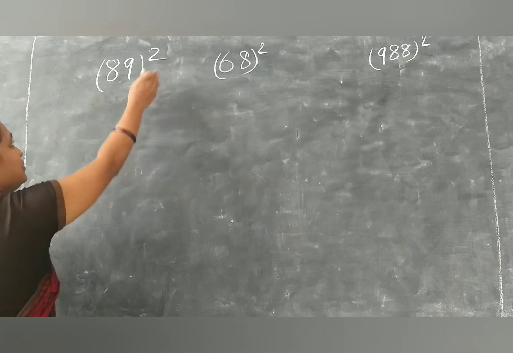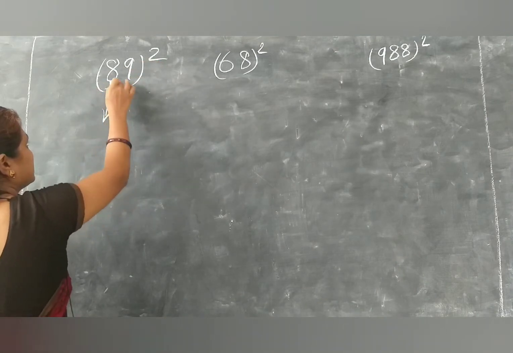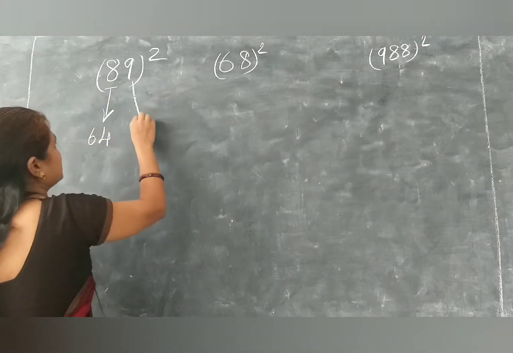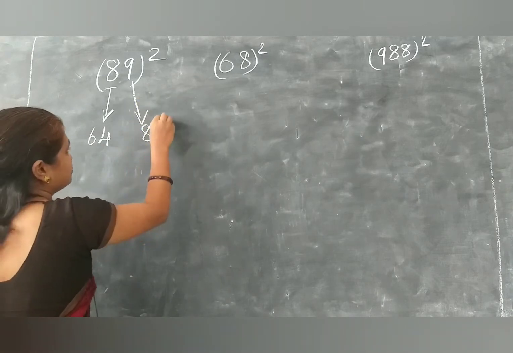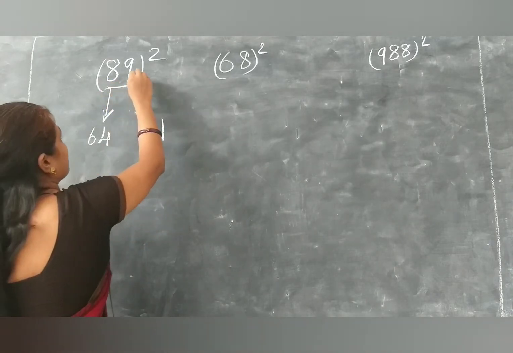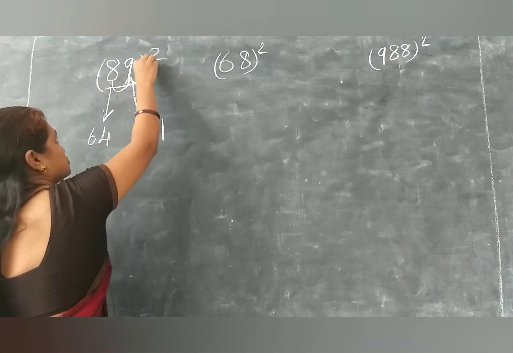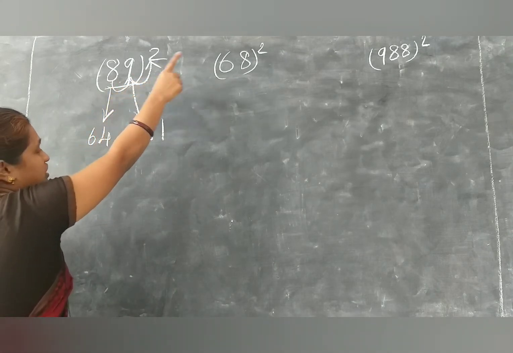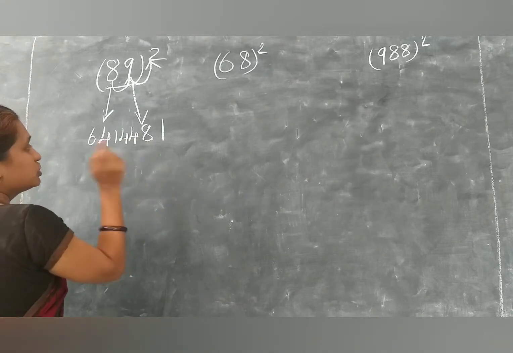So, 89 whole square. First, what should I do? I have to square this and write it here. What is 8 square? 64. Then I will square this and write down what is 9 square? 81. And multiply all these. So, multiply 8 into 9 into 2. Okay, 8 9s are 72. 72 into 2 is 144.